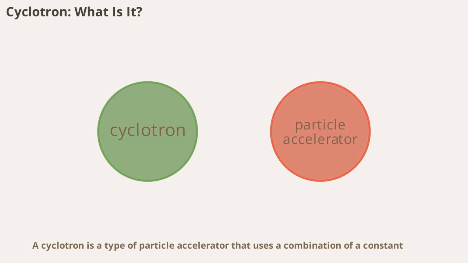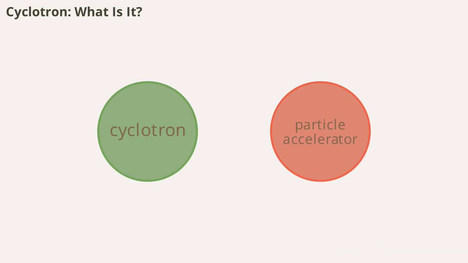A cyclotron is a type of particle accelerator that uses a combination of a constant magnetic field and a rapidly varying electric field to accelerate charged particles in a spiral path. It was invented to achieve high particle energies for research and medical applications. Cyclotrons are widely used in physics laboratories and in the production of medical isotopes.